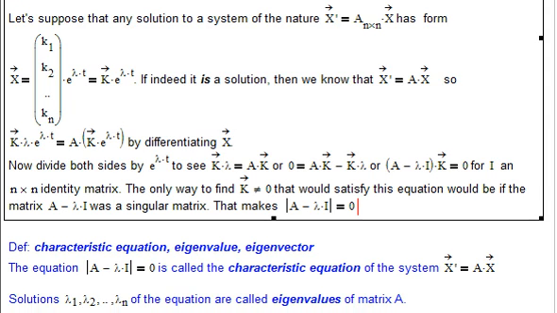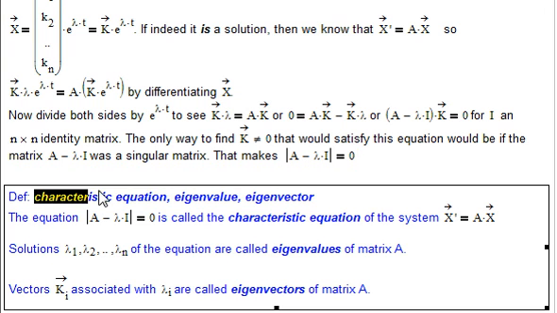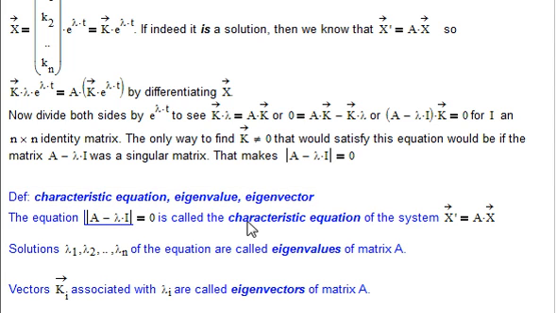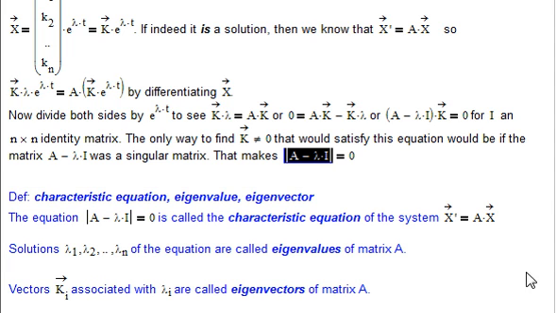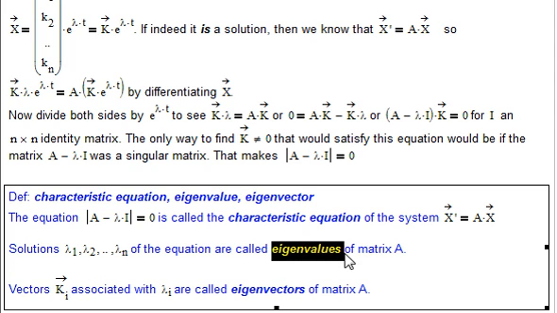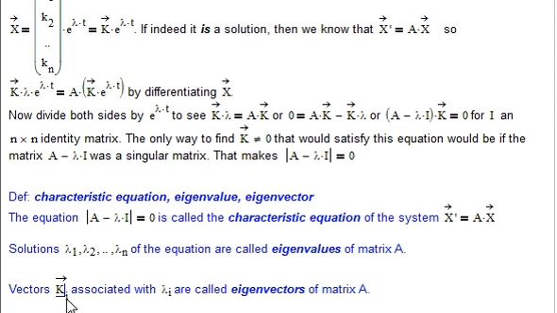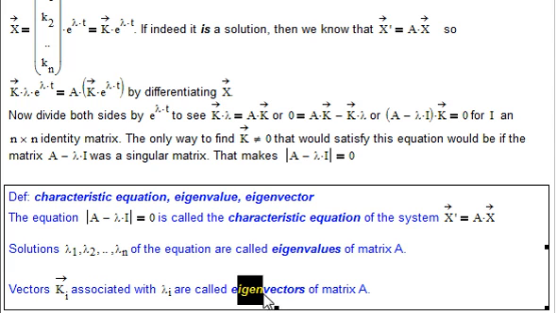So how do you find what's called the characteristic equation, an eigenvalue and eigenvector of a matrix? The equation determinant of A minus lambda I equals 0 is called the characteristic equation of the system. There, we got it from here. That's the characteristic equation of the system, and the solutions of that characteristic equation, lambda 1, lambda 2, up to lambda n, are called the eigenvalues of matrix A, and vectors k sub i associated with lambda i are called the eigenvectors of matrix A. Each eigenvector is associated with a different eigenvalue. Can you get it? I hope you can.